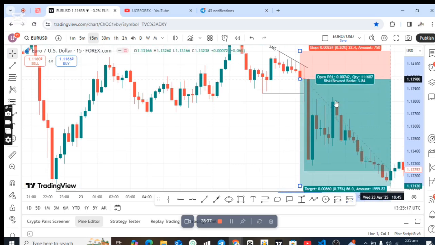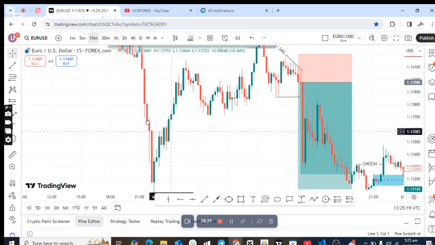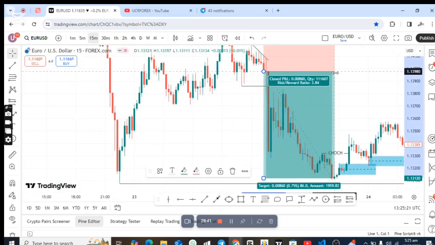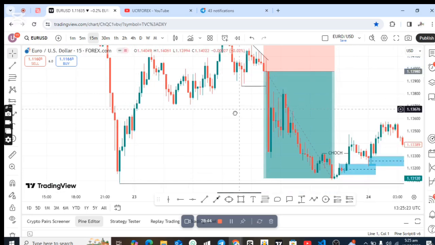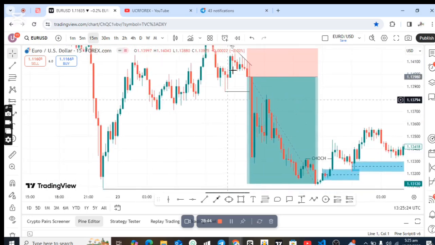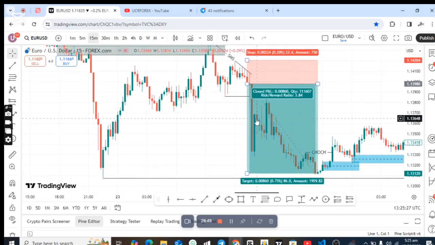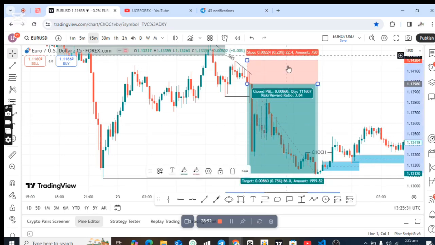So as you can see, every strategy has its own winning rate and also has its own losing rate. So after 2 losses in a row, you came back to winning ways and you made something more than 1:3. Or this is up to 1:4. I can see 22 pips, and 86. This is 1:4.